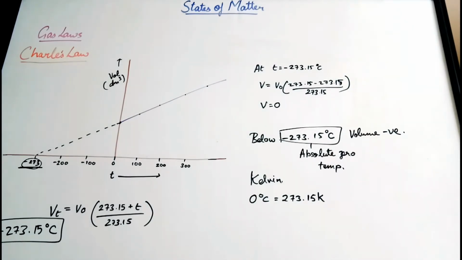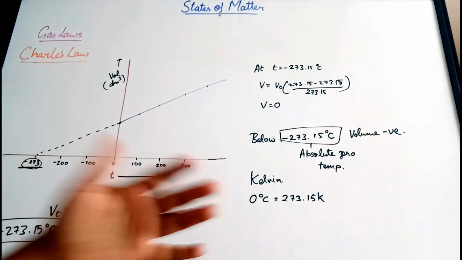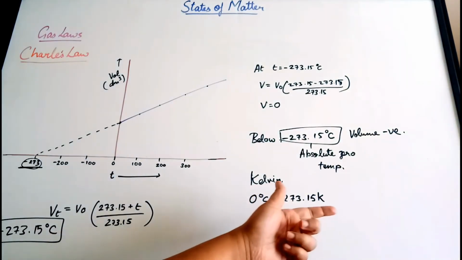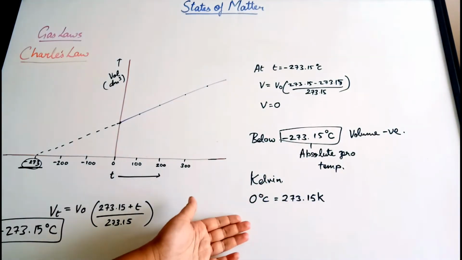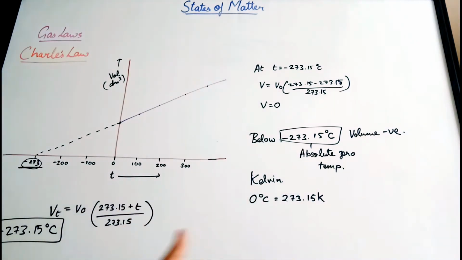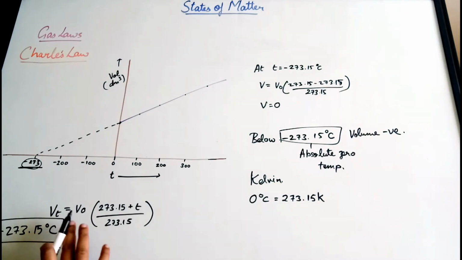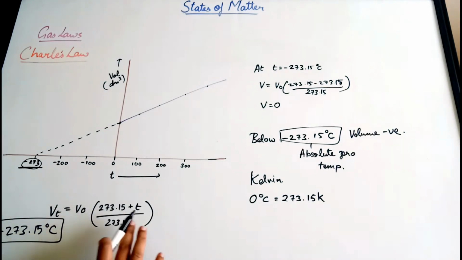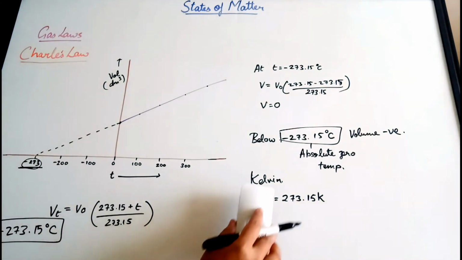So he called it so. Adding 273.15 converts the degrees Celsius to Kelvin. So it converts it to the Kelvin scale. Now we know Charles' law is Vt equals V0 times (273.15 plus T) by 273.15.